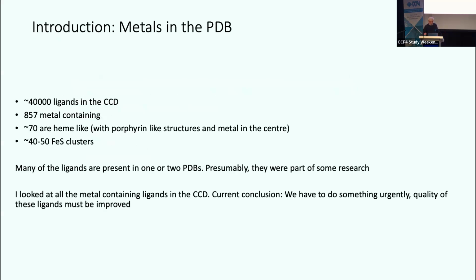We started working on the monomer library 20 years ago, but in this slide I wanted to say that in the CCD there are 40,000 ligands, and out of them, 857 contain metal. And 70 of them are heme-like, and 50 of them are iron-sulphur clusters. I looked at all of them and checked whether they are in the density or not, and you would be surprised at how many wrong structures there are, and how many chemically wrong structures there are. I think we have to urgently do something about these metal-containing ligands. I'll give you some examples.